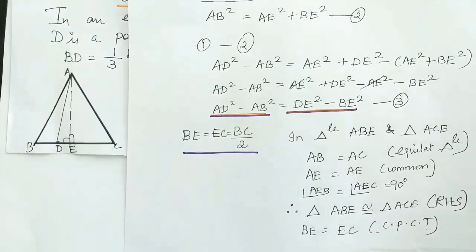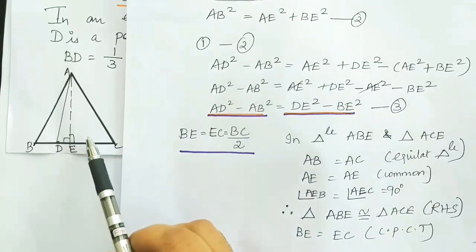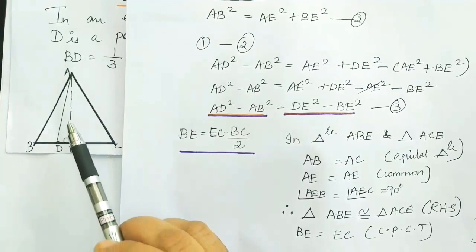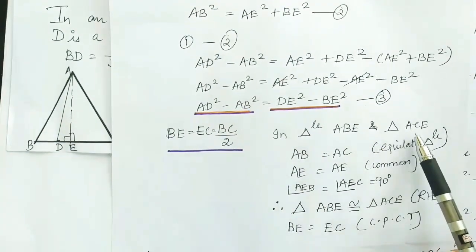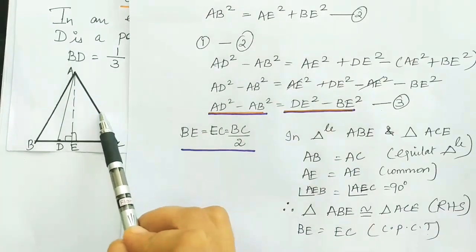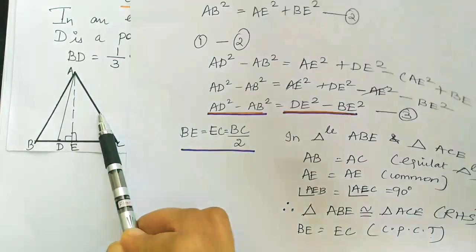Let us see, we have to prove this; simply stating this will not do for the exam. We have to prove and show that BE is equal to EC. For that we are going to take triangle ABE and triangle ACE here, and we already know that AB is equal to AC for an equilateral triangle as well as an isosceles triangle.